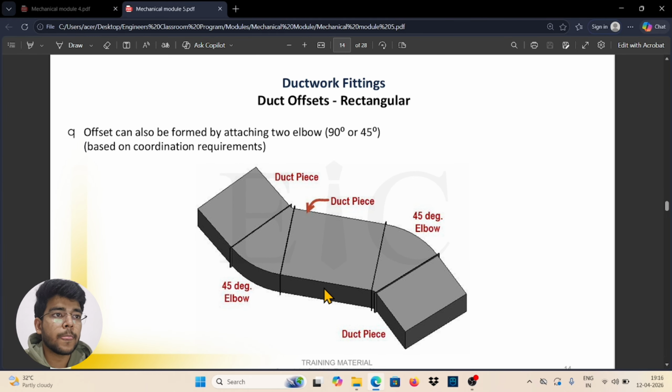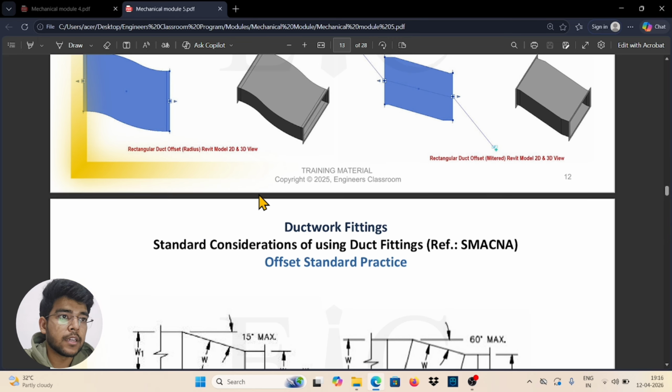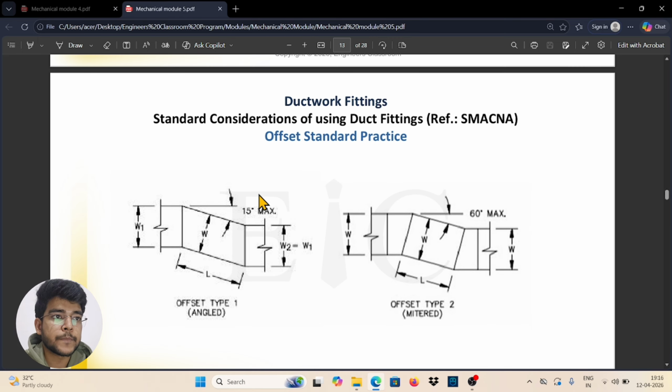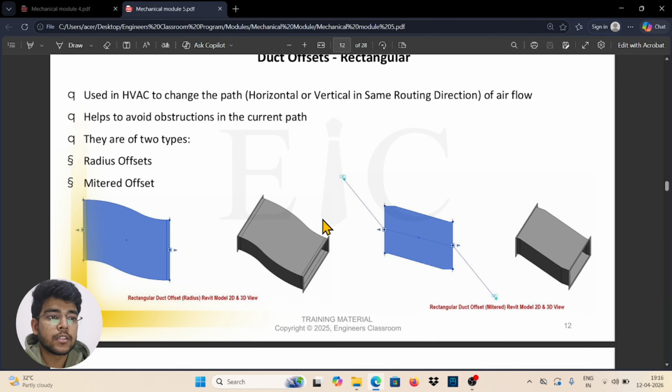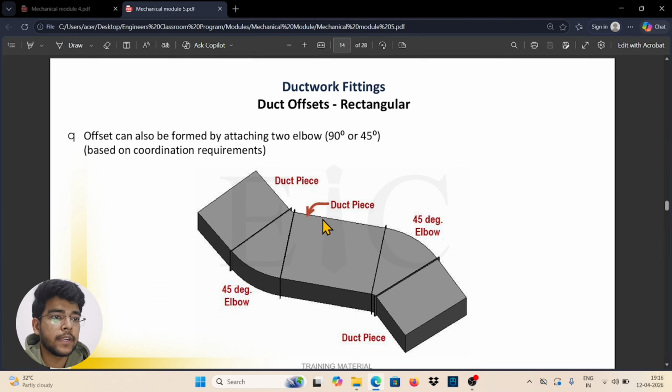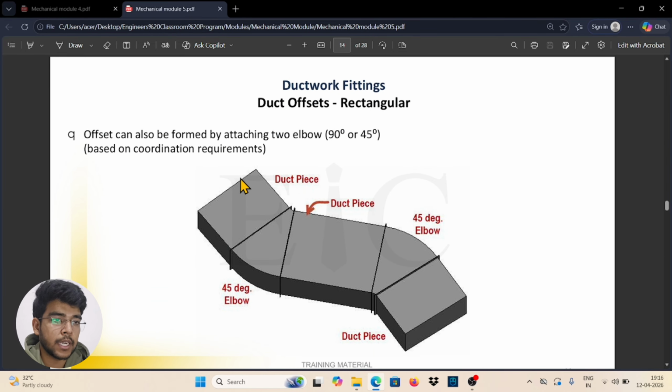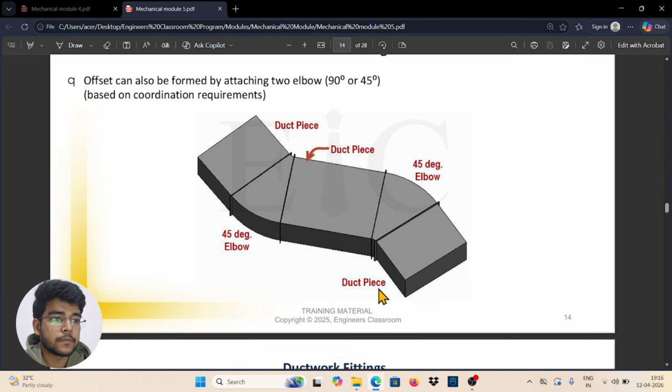You can also form an offset by attaching two elbows. If the duct piece is here and you have to change the direction, you make the duct fitting like this. You can use two duct fittings: at one end you attach the duct from here and at the other end attach from here. This forms an attachment of two elbows, and you can call it a duct offset.